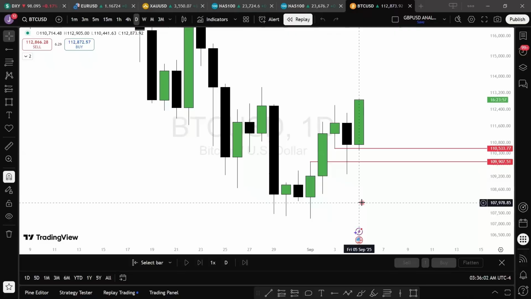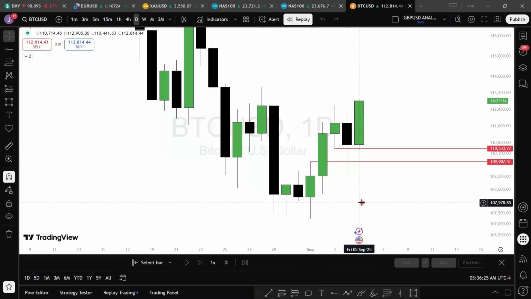But what if it doesn't expand and keep going in the predetermined direction? If it goes in the opposite direction, of course, at this point, you're expecting it to reverse. Once it takes that liquidity on the opposite side, what happens? You go down to a lower time frame to look for an entry model to take a trade in the direction in which you expect price to go.